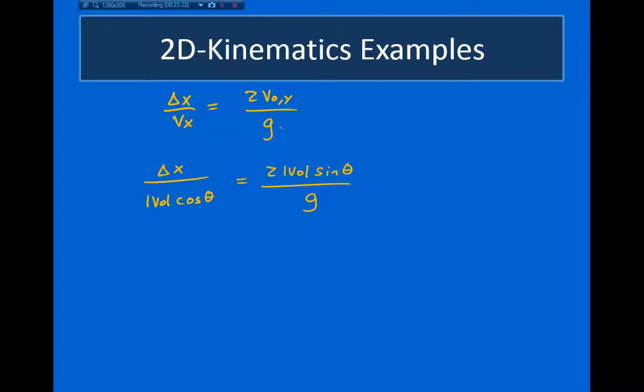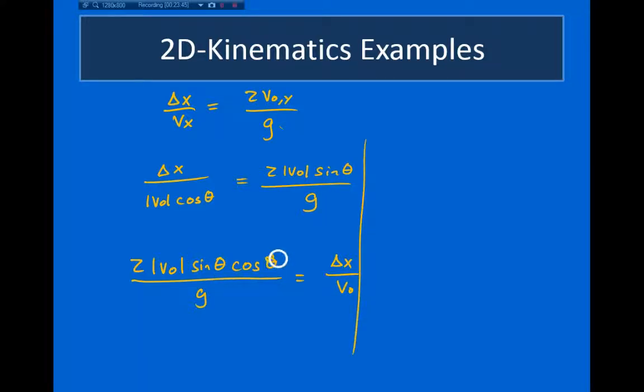Now I'm trying to solve for the angle theta, so let me move all these sines and cosines to one side. If I multiply this cosine over here, I get 2 v0 sine of theta cosine theta over g is equal to delta x over v0. Or, again, just isolating the sines and cosines, I could write this as 2 sine theta cosine theta is equal to multiplying by g and dividing by v0. This is going to be g delta x divided by v0 squared, where this is the initial velocity squared.